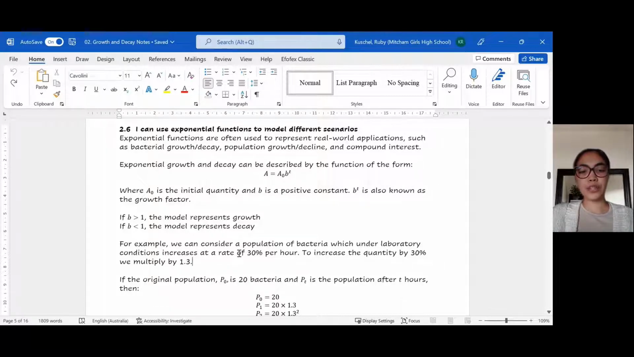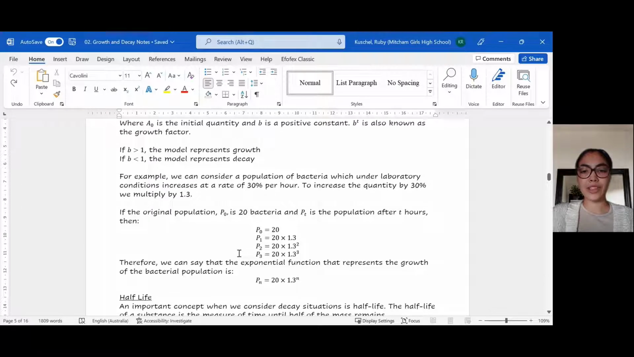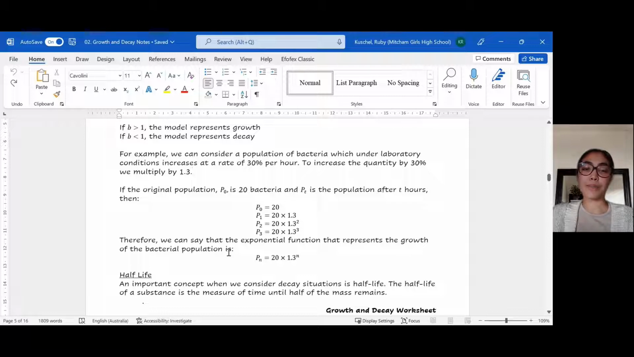So, for example, just so we can wrap our heads around this a little better, if we were modeling a population of bacteria to see what their growth or decay is, in this case it's saying that this population of bacteria is increasing at a rate of 30% per hour. Because it's an increase, my b would have to be greater than 1 to represent growth. 30% as a decimal is 0.3, so we need to multiply my initial quantity by 1.3 to have a 30% increase, as we can see here.